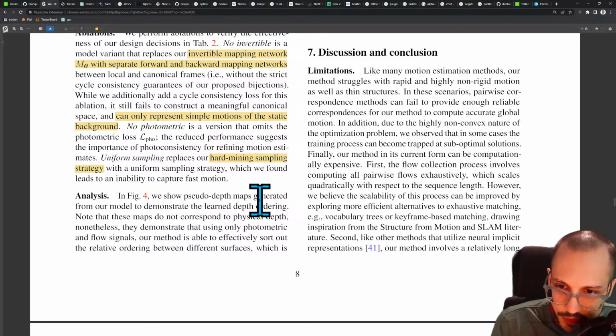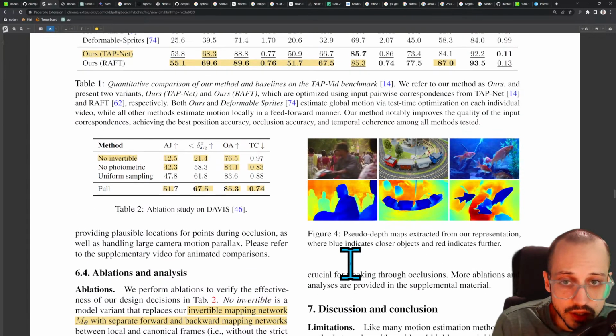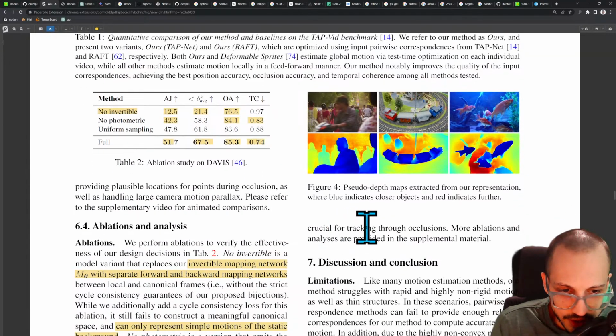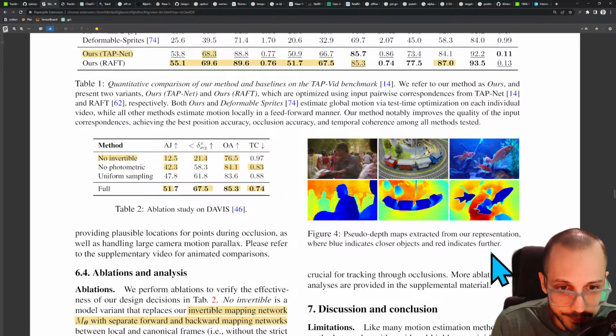We show pseudo-depth maps generated from our model to demonstrate that learned depth ordering. Note that these maps do not correspond to physical depth. Nonetheless, they demonstrate that using only photometric and flow signals, our method is able to effectively sort out the relative ordering between different surfaces, which is crucial for tracking through occlusions. More ablations and analysis are provided in the supplementary materials.